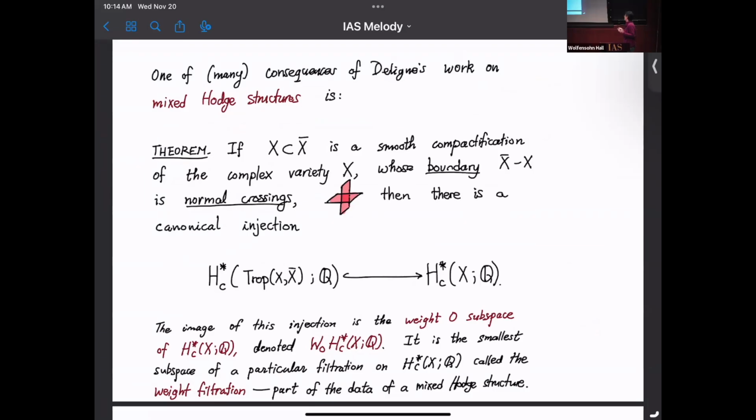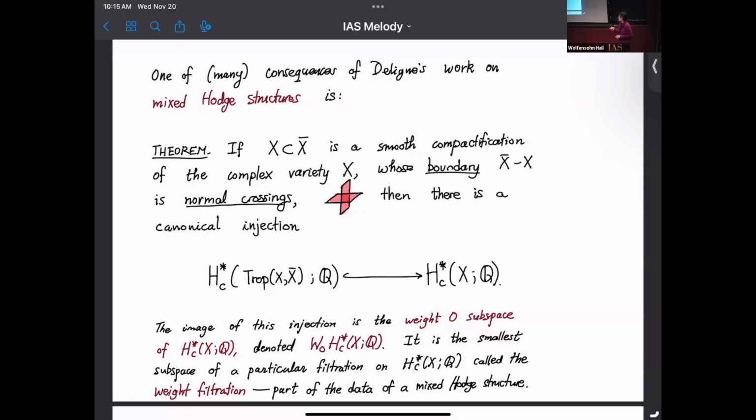one of many interesting consequences of Deligne's work on mixed Hodge structures more than 50 years ago can be phrased as the following theorem. And I recommend, if this is new, keeping in mind the cartoon example. So the theorem is that if you have a smooth compactification, X inside X bar, of your complex variety X, whose boundary, meaning the stuff you added, is normal crossings, meaning it looks like the transverse intersection of coordinate hyperplanes, then I claim that there is a canonical injection from the compactly supported cohomology of the tropical variety associated to your pair into the compactly supported cohomology of your original complex variety with its complex analytic topology.